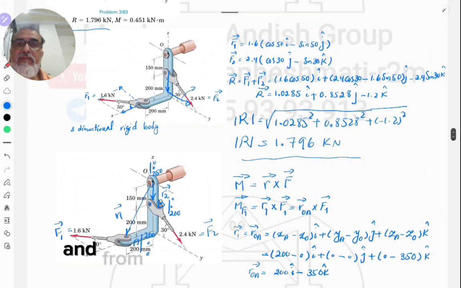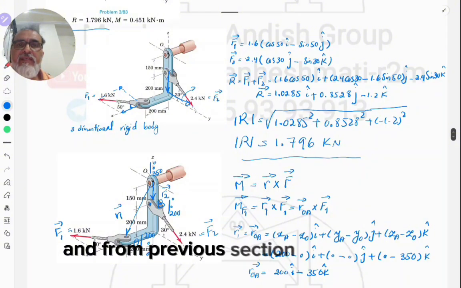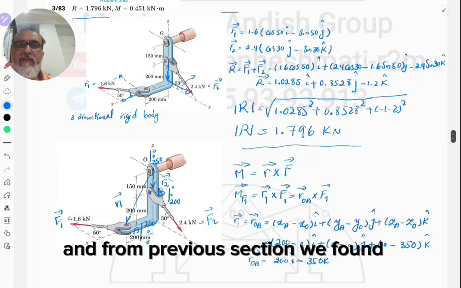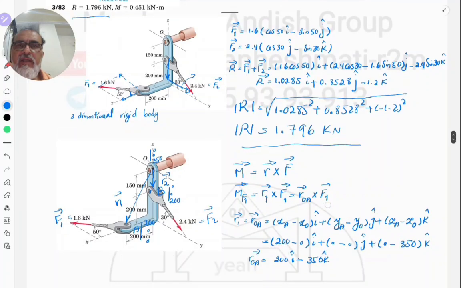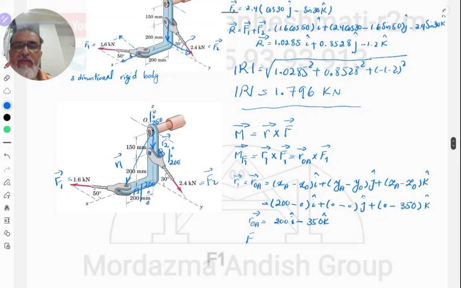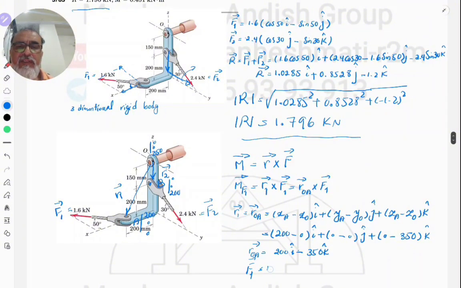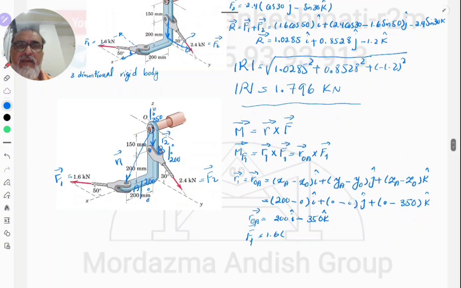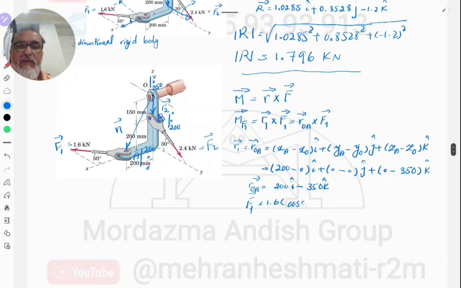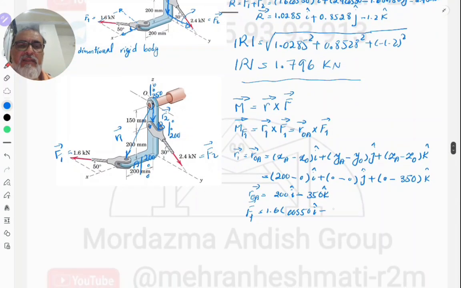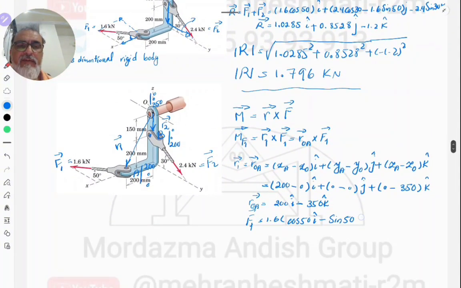And from the previous section, we found F1. F1 was 1.6 multiplied by cosine of 50 i and minus sine of 50 j. That's it.